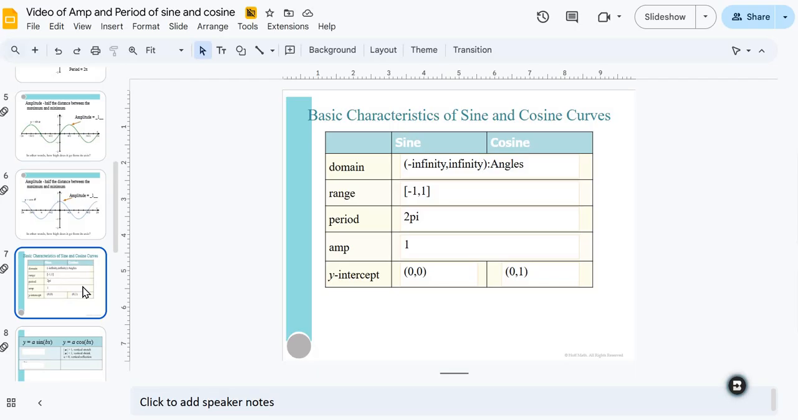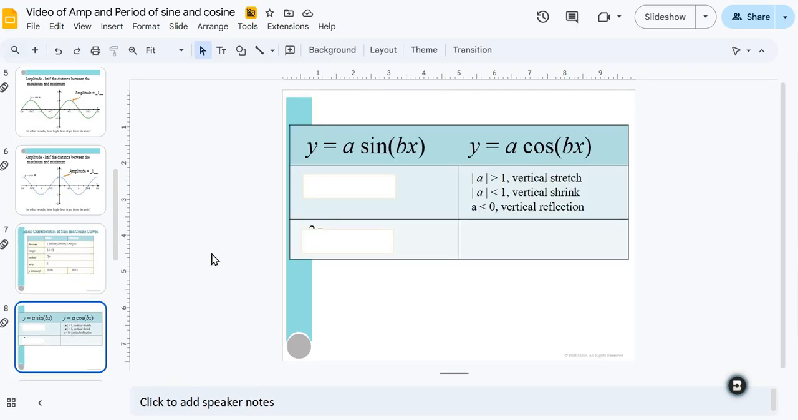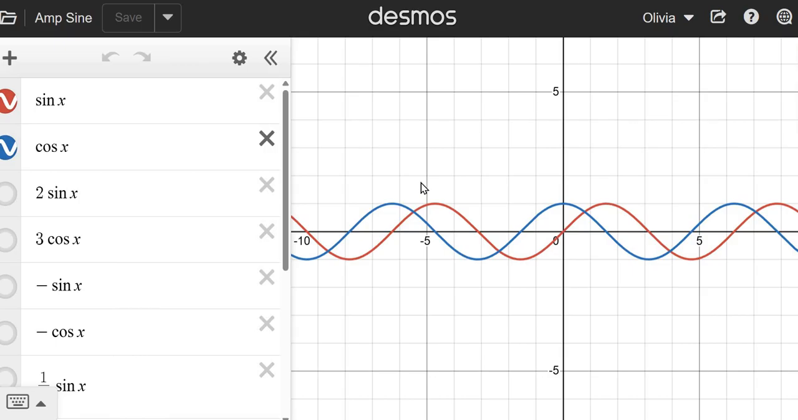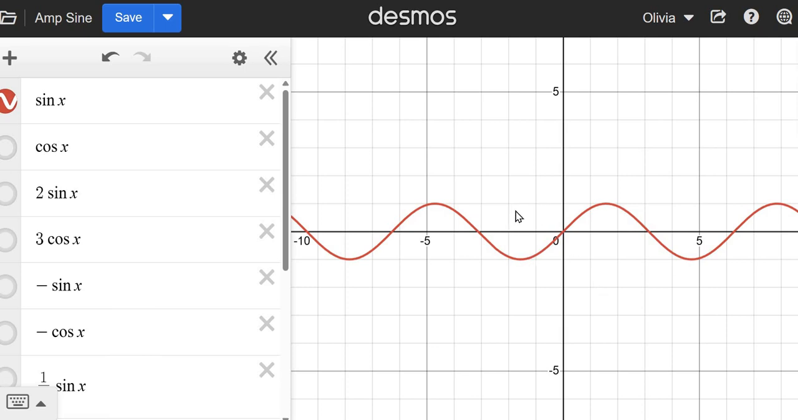However, we can transform these graphs. So multiply, divide, add, subtract things to these graphs, just like we have with all of our other graphs. Today, we're specifically going to look at what happens when we multiply by things, both on the outside and on the inside. So in order to figure out what that looks like, we're going to look at some Desmos graphs. So here I have both our sine graph and our cosine graph. So this is my parent function right now, this red function of my sine graph.